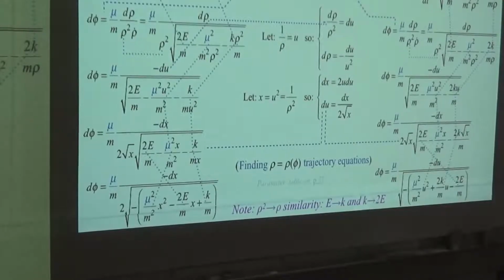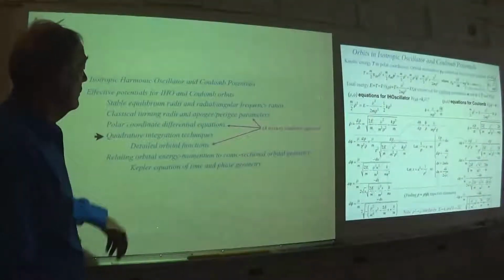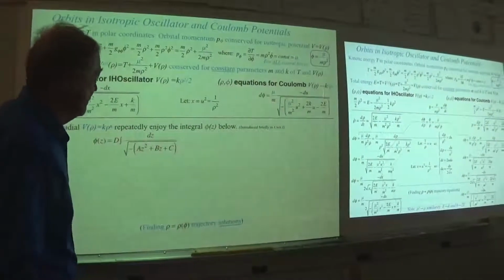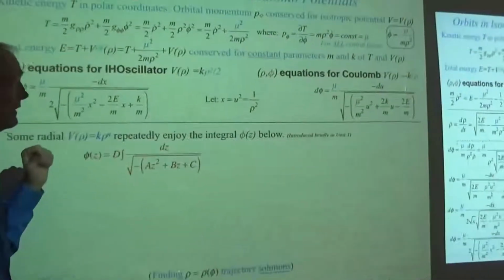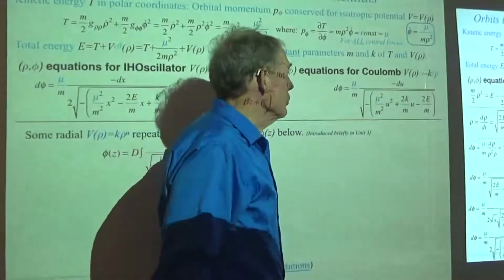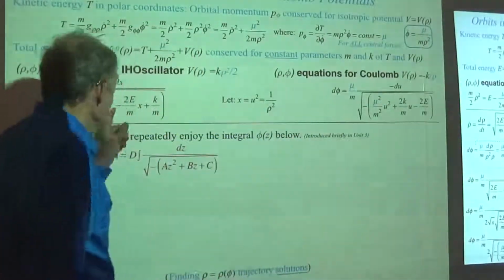Okay, there's something going on that is kind of neat. All right, so that's where we are, and this is something that we've got to integrate, but it's an elementary integral, so we're going to do that very shortly here. Okay, quadrature integration techniques. So this is the form that we have. This one in X, this one in U. And it's got the switcheroo of the K and the E.